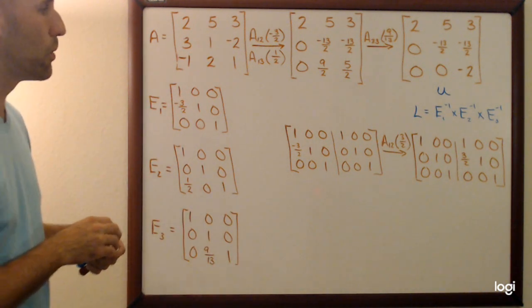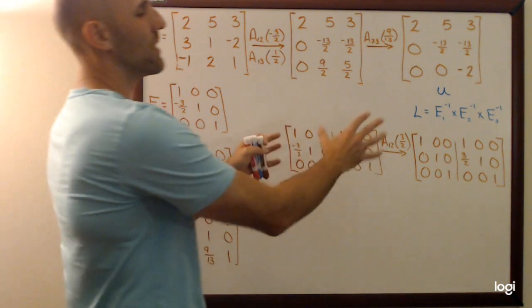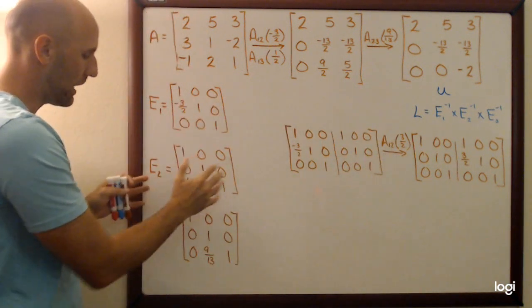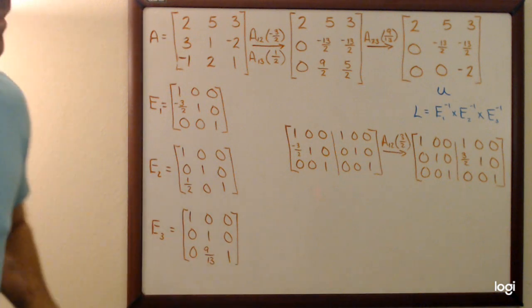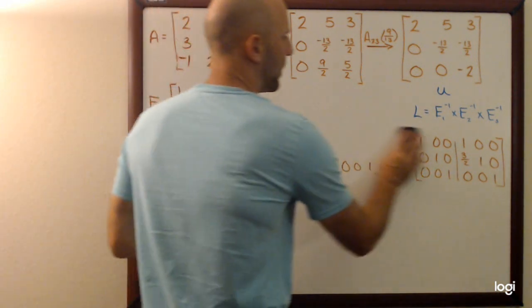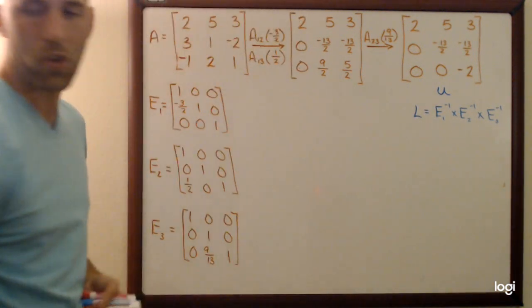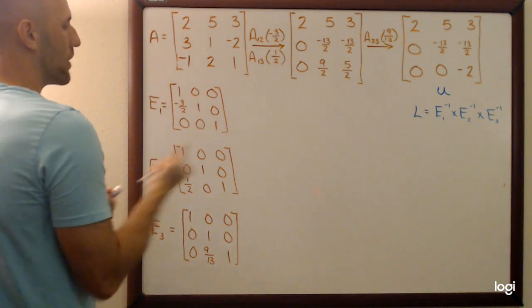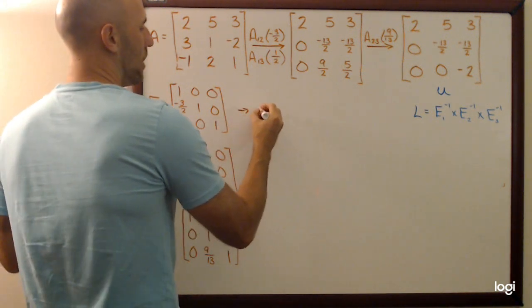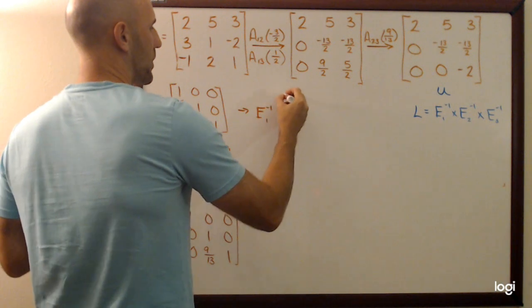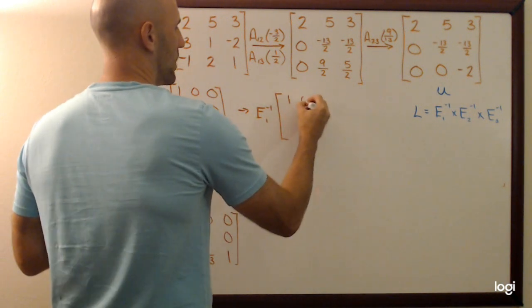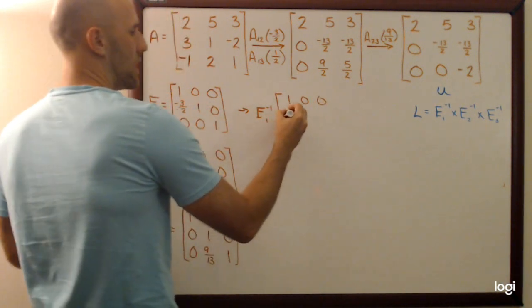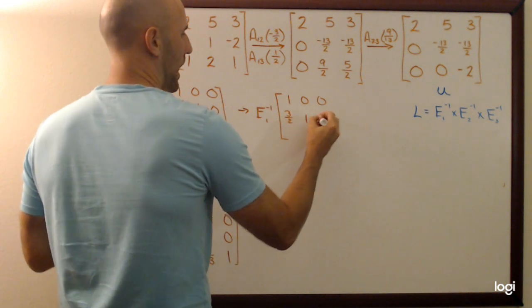Okay? Well, that's fantastic because it means I don't have to write this stuff out for E1, E2, and E3, right? What I can do is I can just take these and I can just write down what their inverses are. So here, we'll write down E1 inverse. That's 1, 0, 0. Instead of negative 3/2, I have positive 3/2.